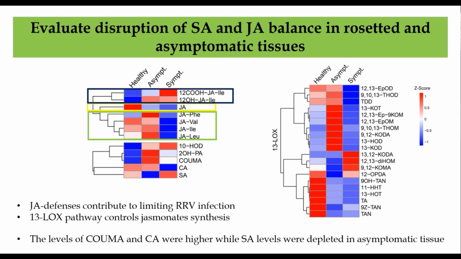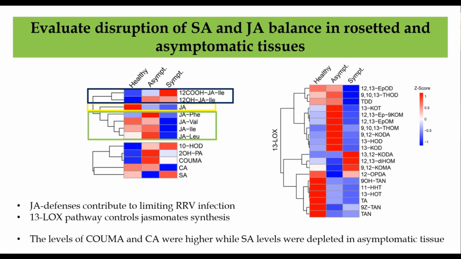If you look at the inactive forms of jasmonic acid, which are 12-carboxy-jasmonic acid isoleucine and 12-hydroxy-jasmonic acid isoleucine, you can also see altered patterns in how they accumulate in healthy plants versus infected plants. So this might be telling us that JA defense contributes to limiting Rosette virus, because we have shown that the accumulation of this virus is less in asymptomatic cane than in symptomatic cane.